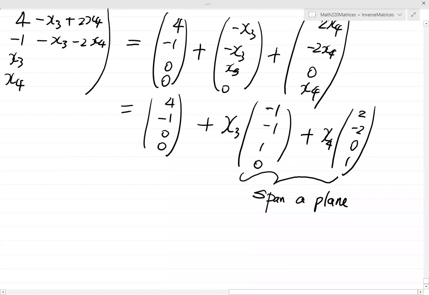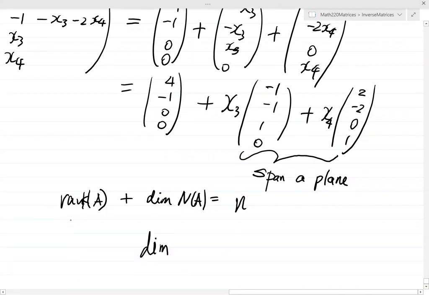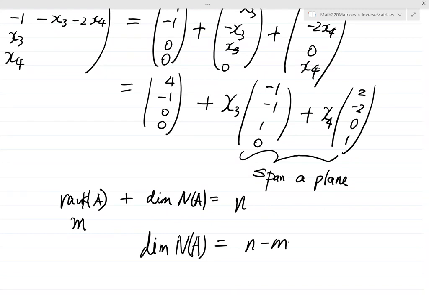If you remember the rank-nullity relation, rank plus nullity equals the number of columns n. In this case A is a fat matrix, so the number of columns n is large. The row rank is m, so the dimension of the null space is n minus m. If n is larger than m, this means the null space is large, so we have a lot of free variables.